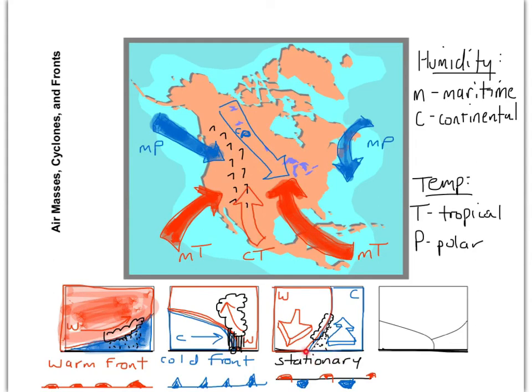Okay, so that indicates a stationary front. And that means on one side it's warm air, and the other side is cold air, but they're actually moving around each other in parallel directions. Okay, the last front type is called an occluded front. Occluded. And this is actually a combination of two previous front types.